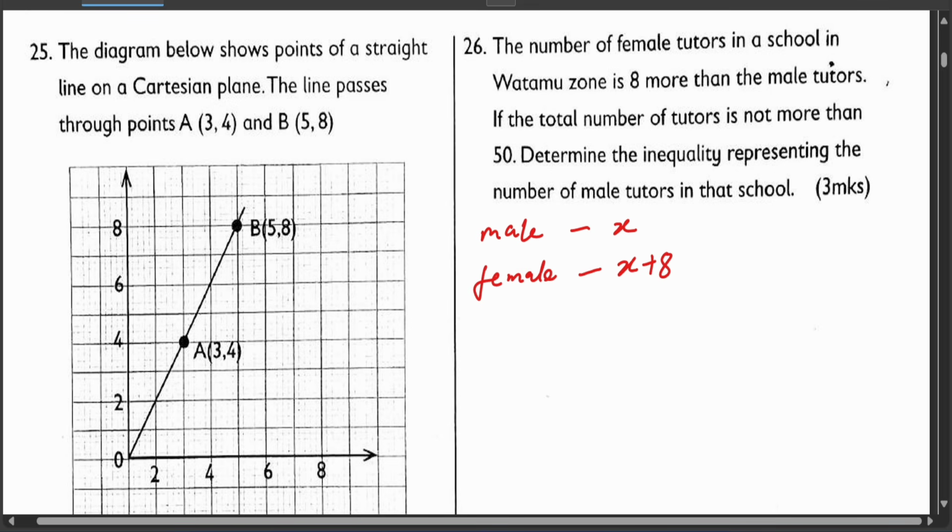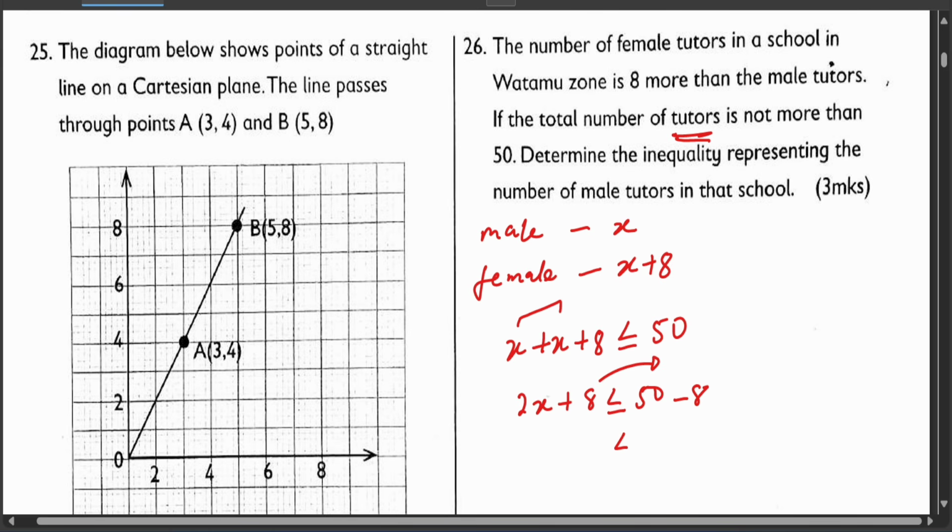If the total number of tutors, the total of male and female, x plus 8, is not more than 50. So it shouldn't be more than 50. So it should be less or equal to 50. So x plus x gives you 2x plus 8 less or equal to 50. 8 goes to the other side to give you a negative 8.